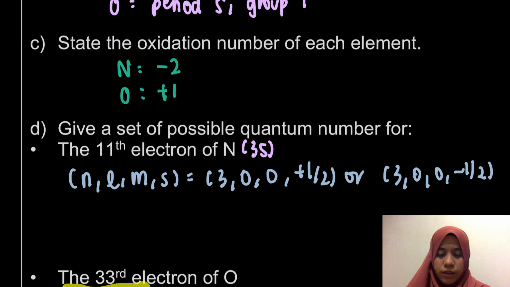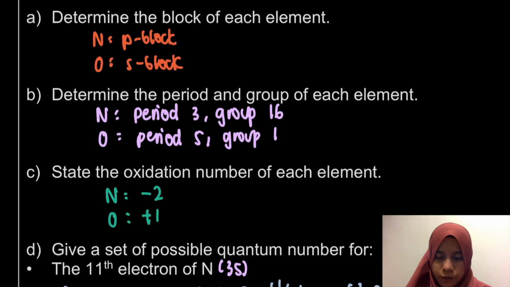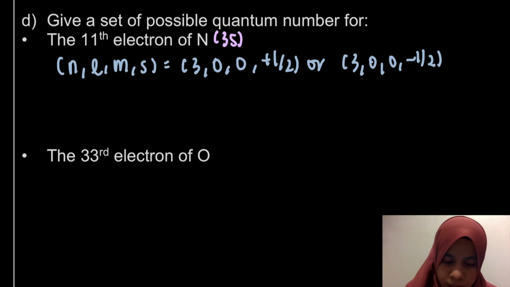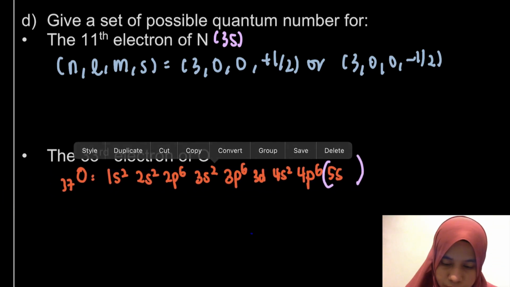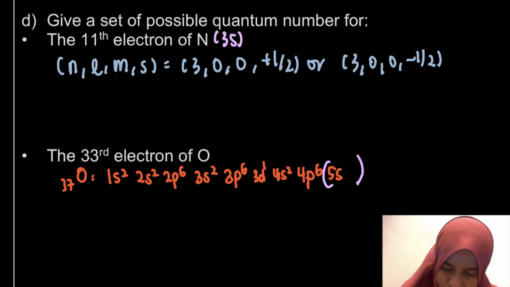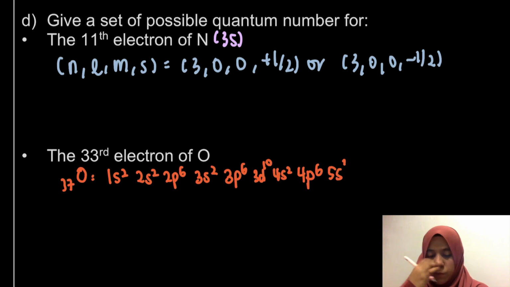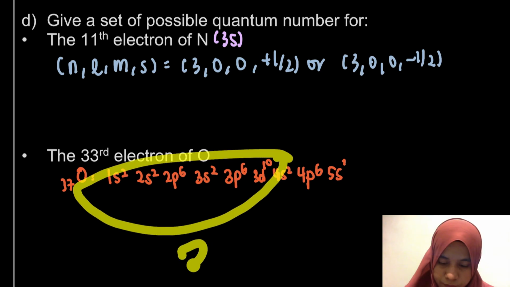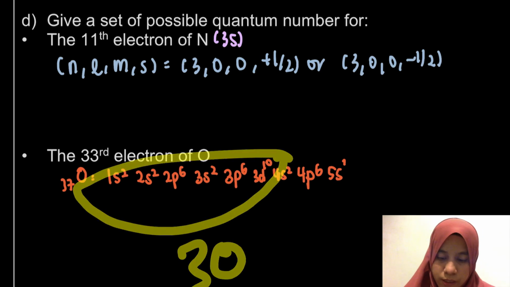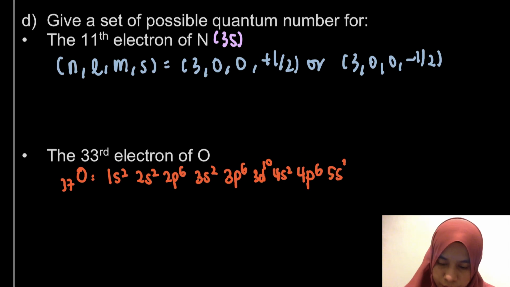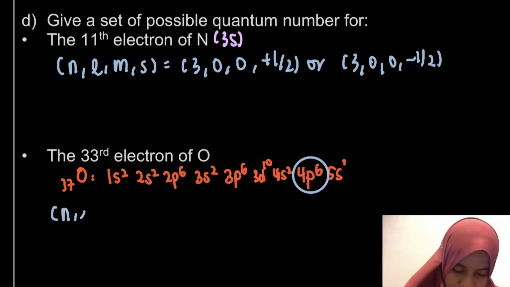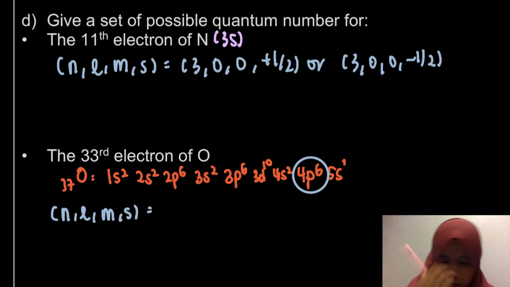Here, the 33rd electron of O. Okay, yang ni copy paste kat sini lah bagi nampak. The 33rd electron. Okay, 3D kat sini, 3D10. 4s2, 5s1. I'm just gonna delete this part. Okay, the 33rd. So, we know that, okay, bila Miss kira, when I calculate, here is actually 30. So, the 33rd electron is actually in this part lah. For this part, yang 4p6 ni. Okay, so what is actually the possible quantum number? It would be N, L, M, MS. Make sure buat macam ni.